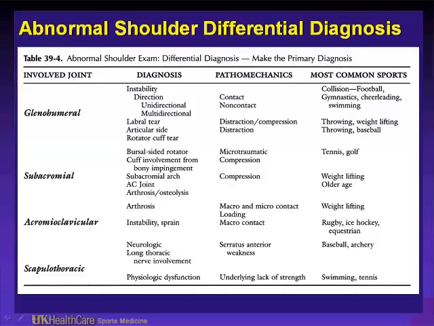Acromioclavicular problems, think about arthritis in a weightlifter, the weightlifter's shoulder of the AC joint. These individuals also have glenohumeral problems, mainly because of their sport of weightlifting and using the shoulder in a way it's not meant for. Neurologically, looking at the scapulothoracic articulation, think about the serratus anterior, long thoracic nerve involvement. We see this sometimes in baseball and archery. Also, there can be scapulothoracic problems from multi-directional laxity or instability, underlying lack of strength in swimmers and tennis athletes.